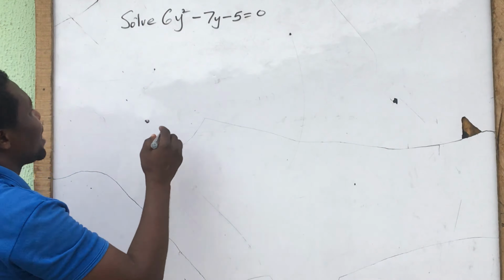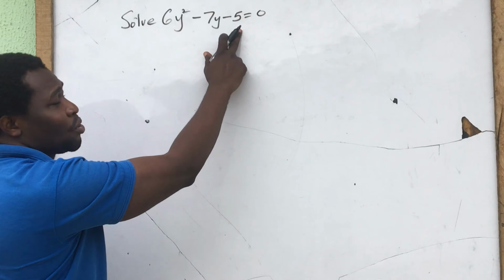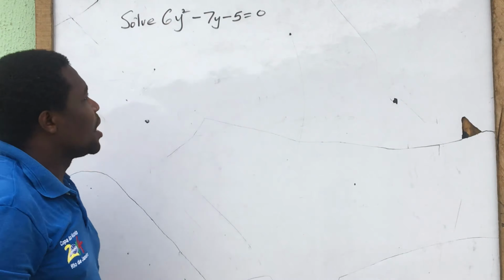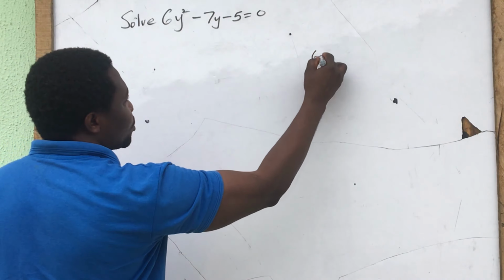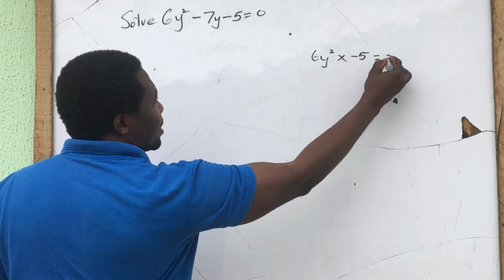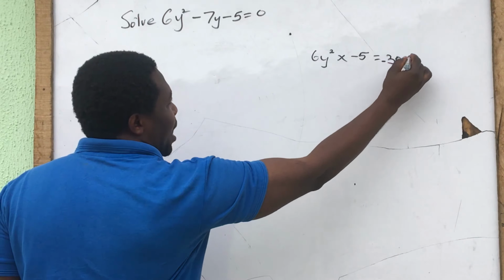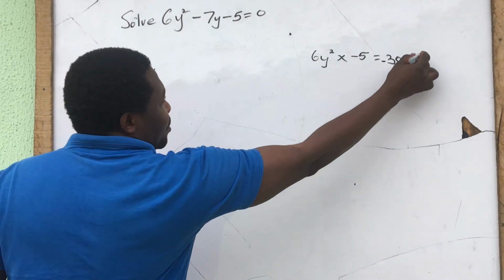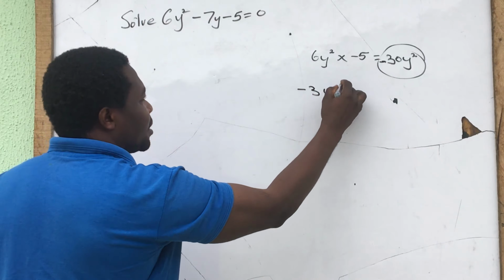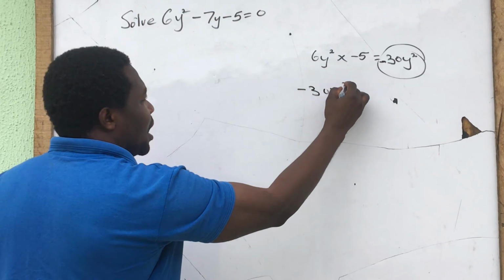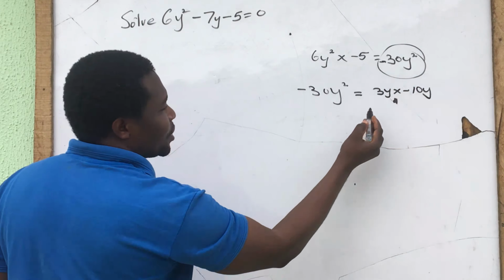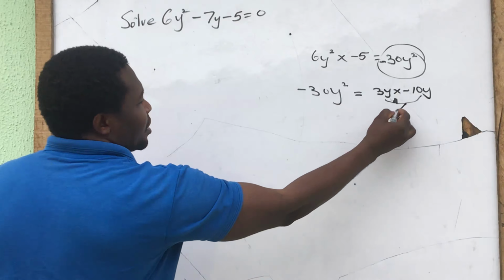Then to do that, let's multiply the first term and the last term together. That is 6y squared multiplied by minus 5, and this gives us minus 30y squared. So we need to know the factors of minus 30y squared. We can have 3y times minus 10y. So the two of these will give us this.